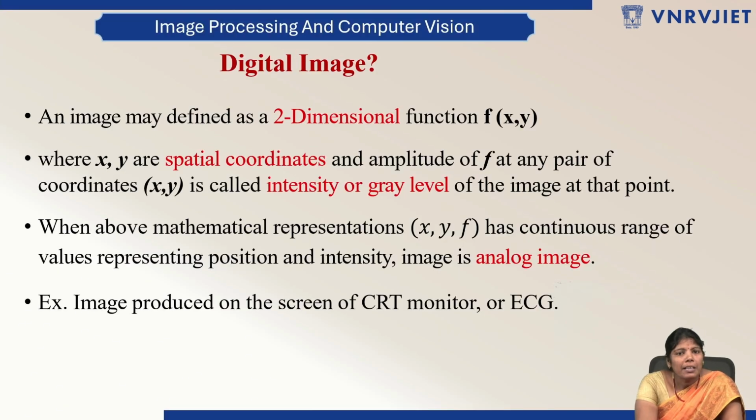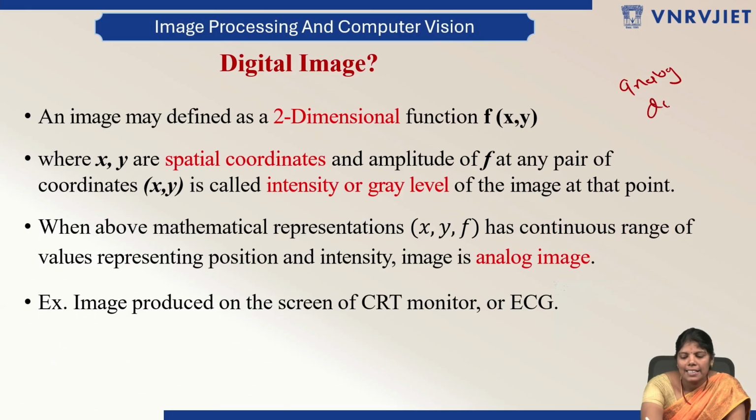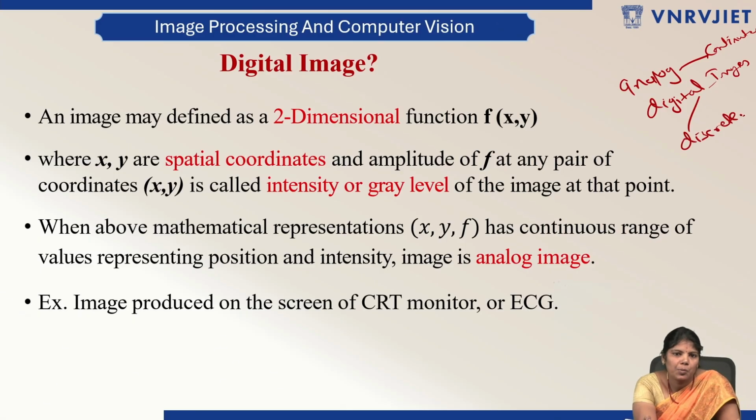Okay, coming to the digital image. We have two different types of images: analog images and digital images. An analog image is a continuous function, continuous waves, and a digital image is discrete data. So why should we learn digital images?